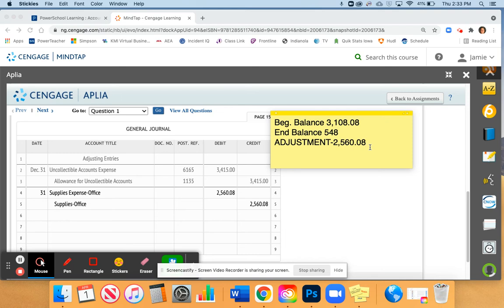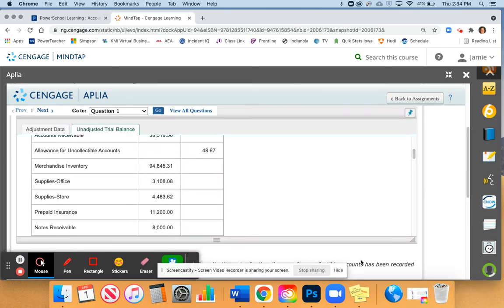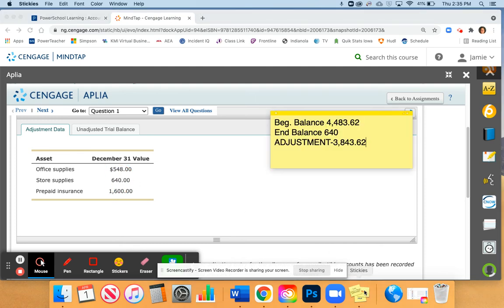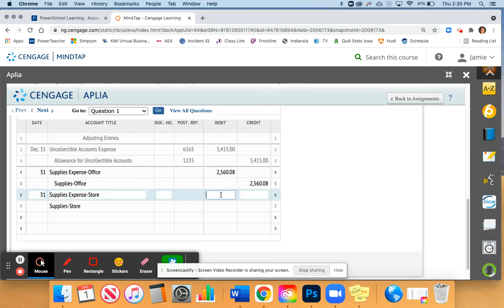We will do the same steps for supplies-store. So our beginning balance coming from the unadjusted trial balance for supplies-store, $4,043.62. Our ending balance from the instructions, $640. So we need to take the beginning balance minus the ending balance. So our adjustment needs to be for $3,843.62. Debit our expense and credit our supplies.